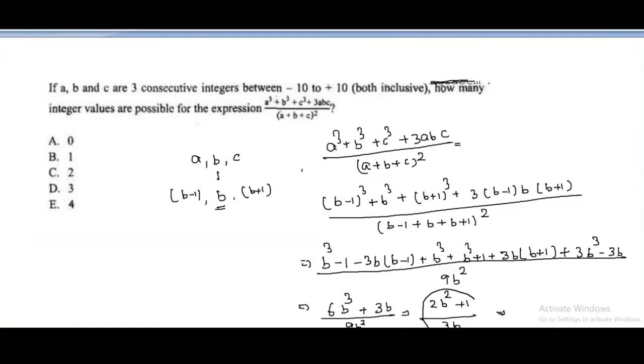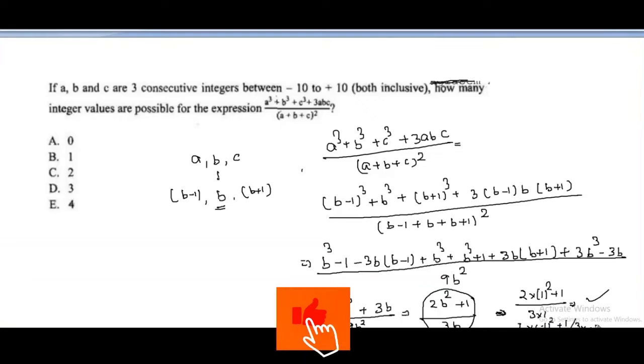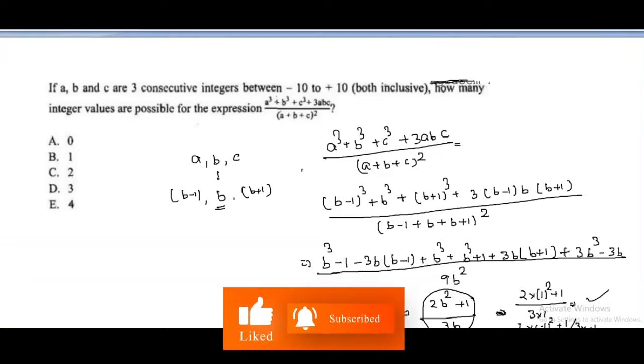So we need to make this term an integer. As you can clearly see, this numerator is odd, so B can take only odd values. B cannot take any even values because an odd term is not divisible by even values. If I put in odd values, I see that only 1 and minus 1 give me an integer. If I put 1, that is 2 plus 1, 3 upon 3, that is an integer, and if I take minus 1, that is 2 plus 1, 3 upon minus 3, that is also an integer. For no other value is it an integer.